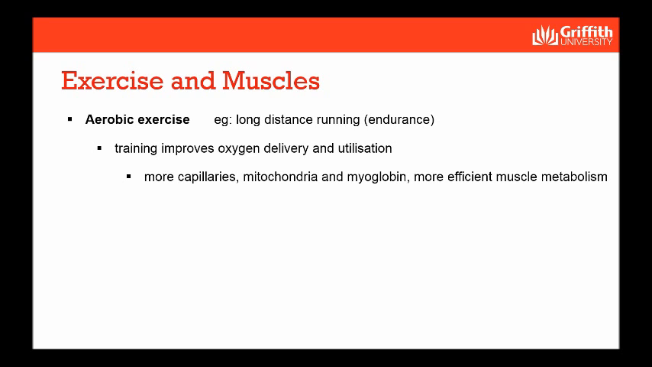Aerobic exercise develops more mitochondria in the cells, and myoglobin, which is a protein that carries oxygen in the muscle cell, increases. All in all, aerobic training leads to more efficient muscle metabolism. An example of aerobic exercise is long-distance running or endurance sports.